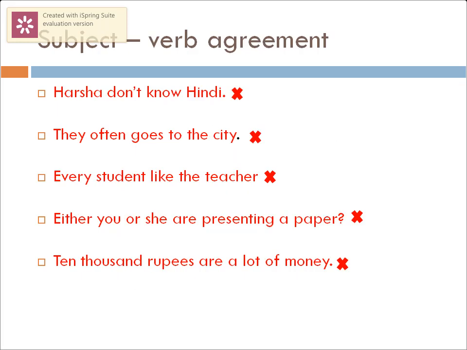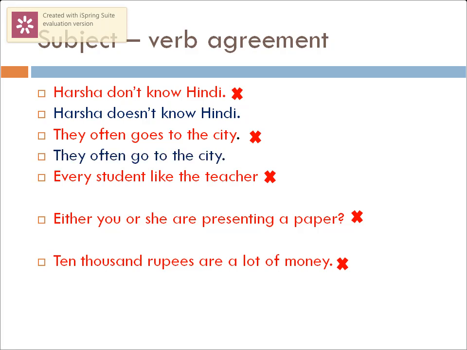Now let's look at the subject-verb agreement category. Now, as I mentioned, in English sentences, the verb should always follow the subject. If the subject is singular, the verb has to be singular too. If the subject is plural, the verb should be in plural. Now, these are some sentences where the verb is not agreeing with the subject. Harsha don't know Hindi is actually Harsha doesn't know Hindi because Harsha is singular. They often goes to the city, but here goes is a singular verb. It has to be go. They often go to the city.